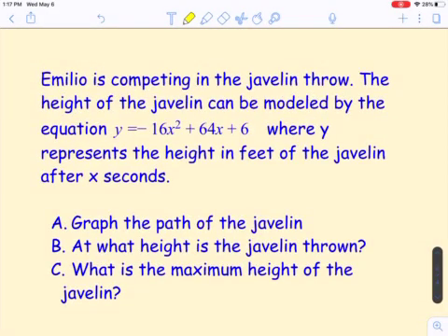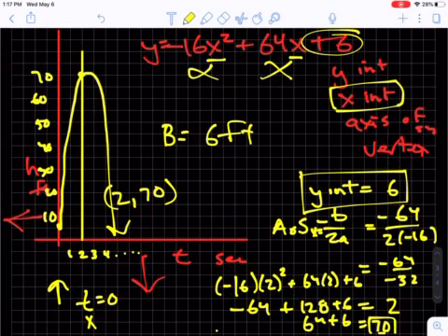And then what is the maximum height of the javelin? Well, look at your picture, right? Look at your parabola. It is 70. We determined that, the vertex. So you see how these markers are really kind of important to us. All right, so maximum height is 70 feet. And then at that point, you are finished. So hope this made a little bit of sense to you, and good luck with the problems.